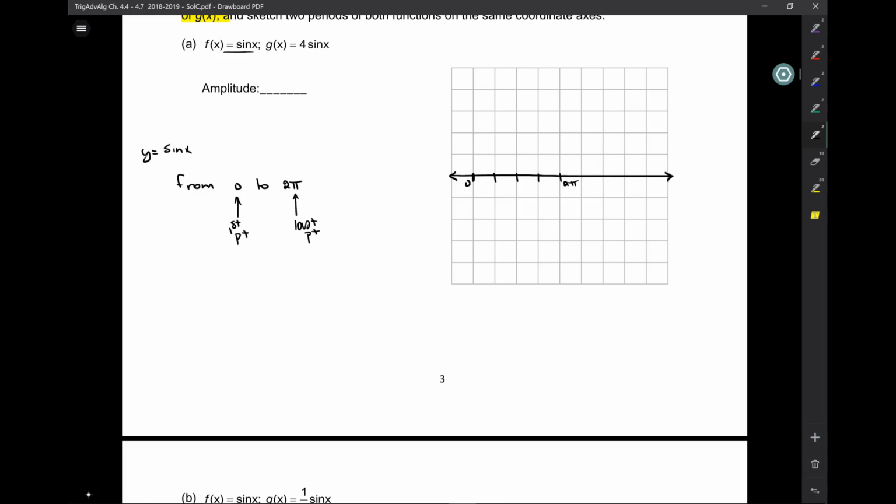Now, start at 0, end at 2 pi. What's the very middle of those two? 1 pi. Why can't we spread it out a little? You can spread it out. What's the middle between the 0 and the pi? Pi over 2.